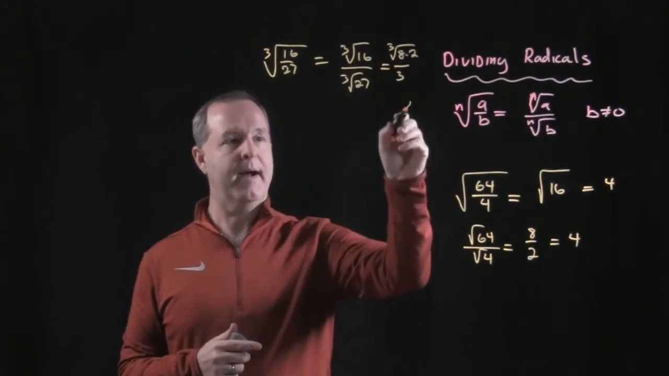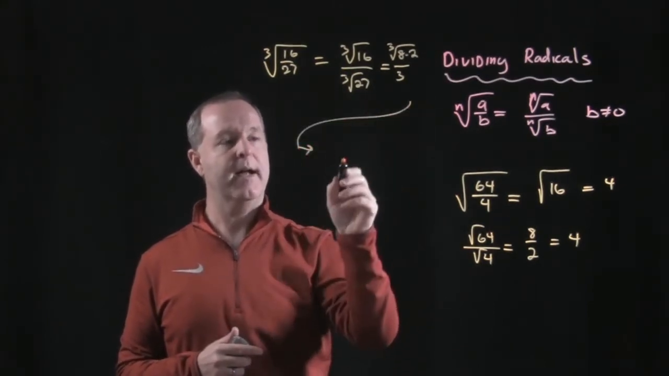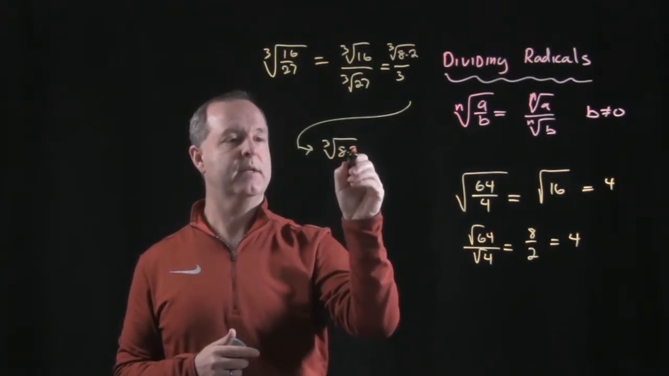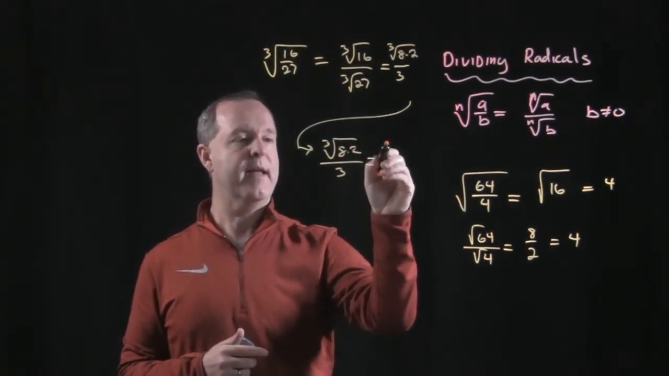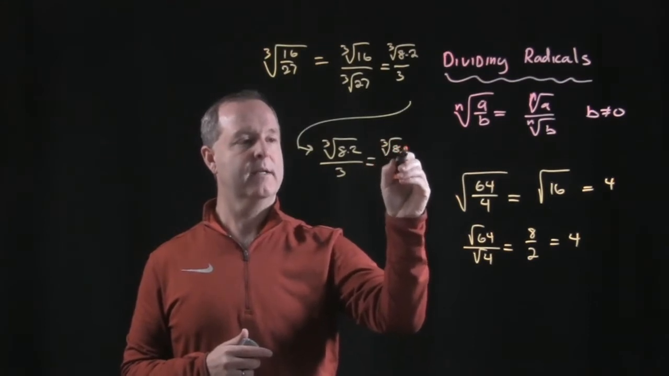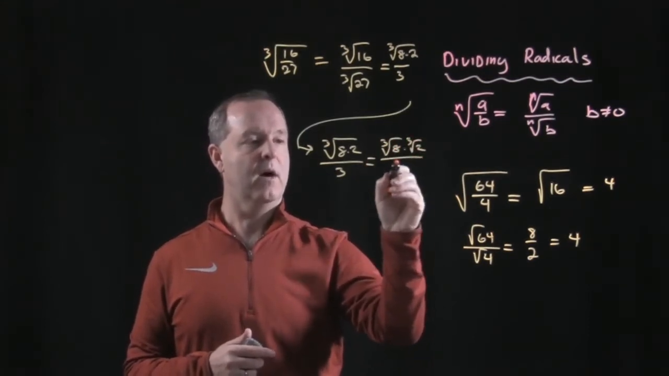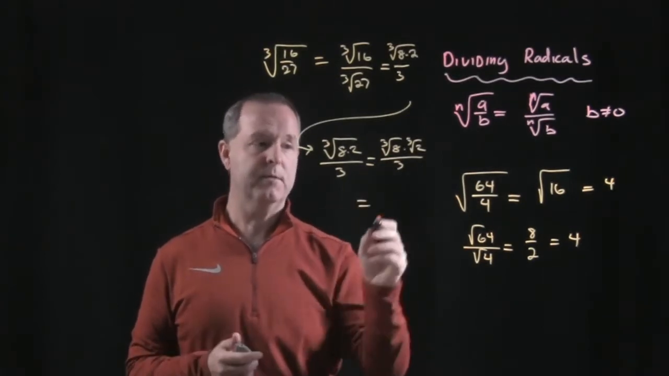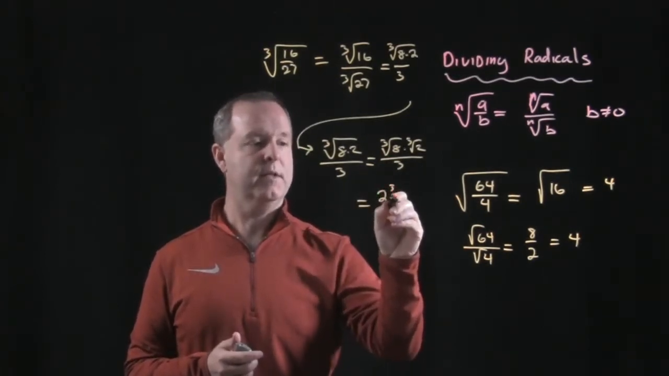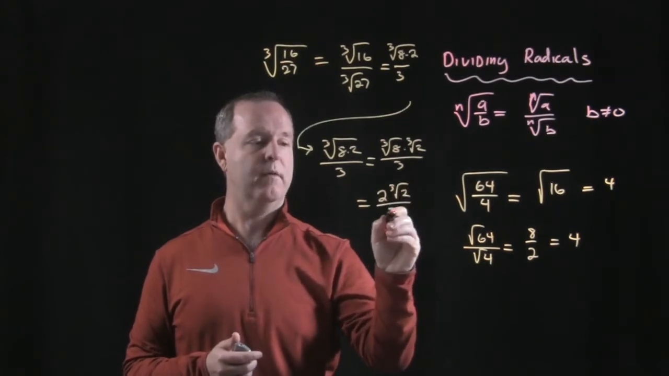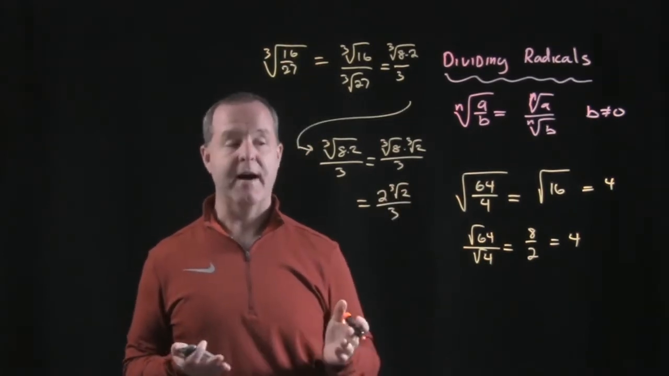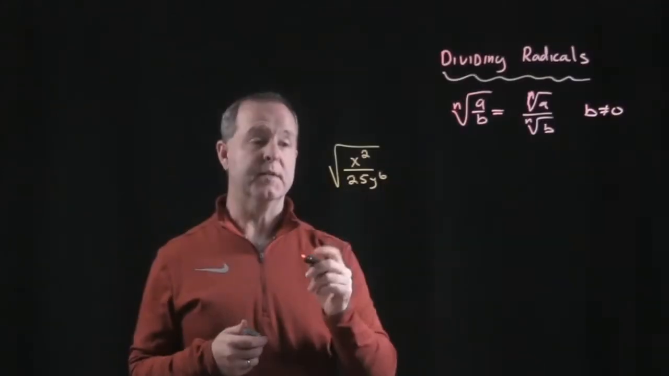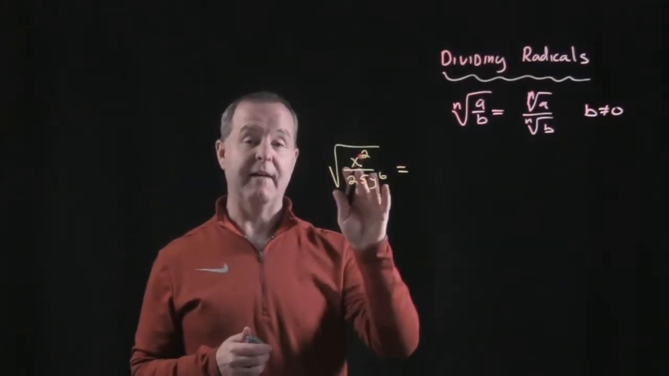And then let's work our way back down here to the next line. So I'll just rewrite it. I have the cube root of 8 times 2 all over 3. That equals the cube root of 8 times the cube root of 2 all over 3. And then lastly, the cube root of 8 is 2. So, 2 times the cube root of 2 all over 3. And there's my final result of learning how to divide a radical.